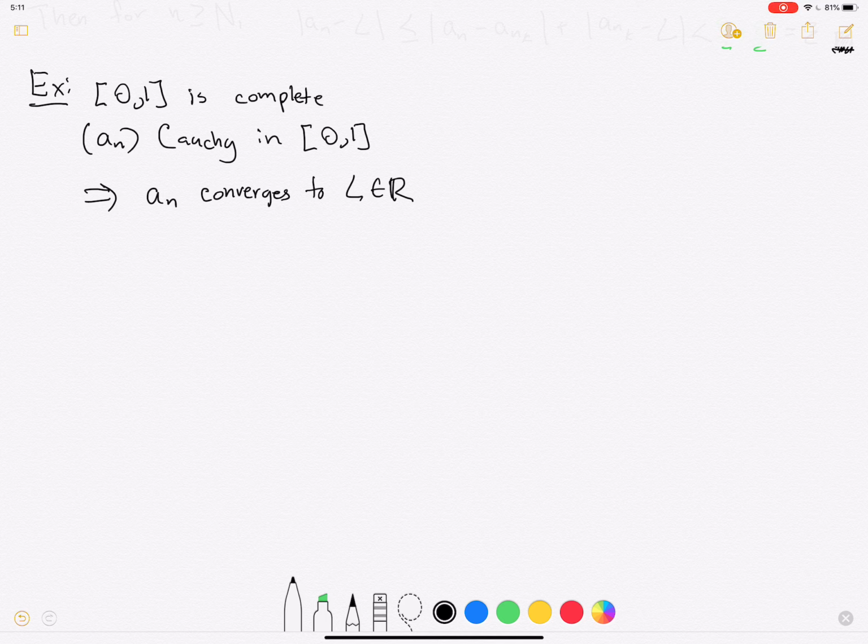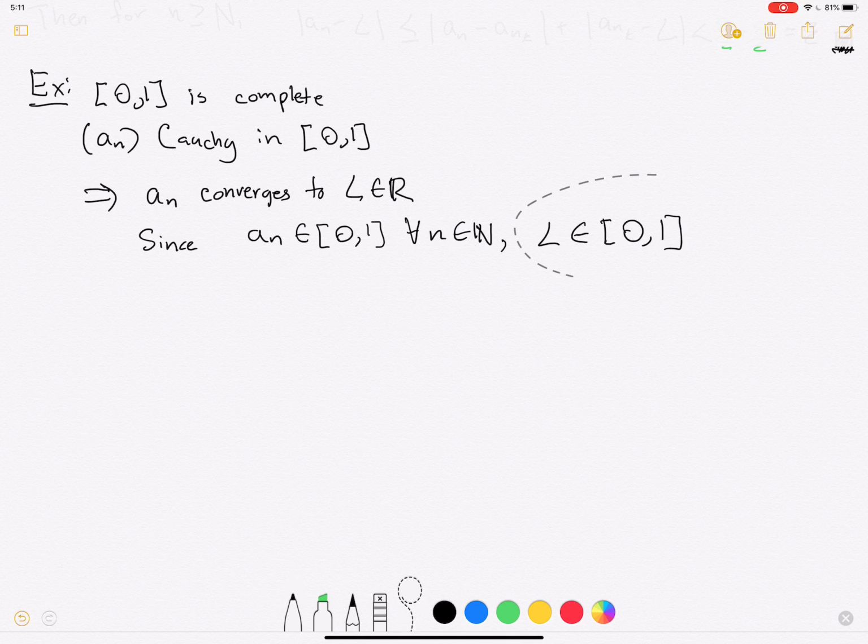And since a_n is in [0, 1] for all n in N, we also have that L is in that same interval. This is a property of limits called limits preserving order. So since the limit is inside of the closed interval, this is complete.